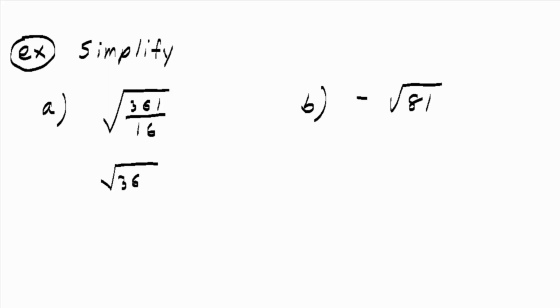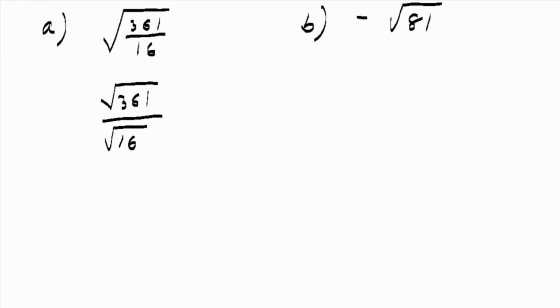Square root of 361 over square root of 16. And so that's helpful because then you can just individually take the square root of the numerator and the square root of the denominator. I can do the denominator without a lot of thought. What's the square root of 16? 4. So I know I get 4 on the bottom. Does anybody know the square root of 361? 19. It does turn out to be 19. So 19/4.